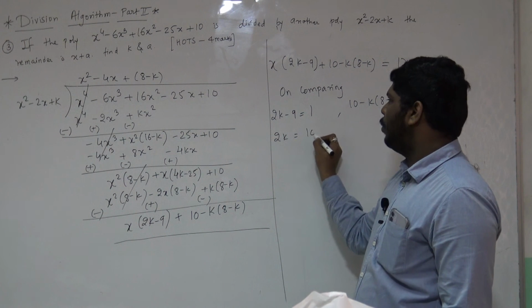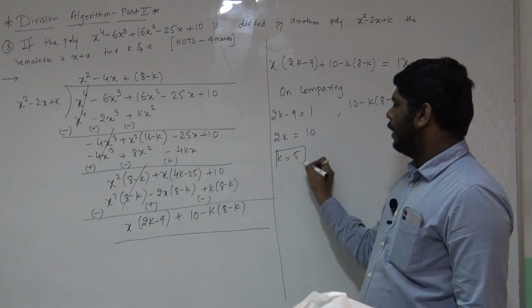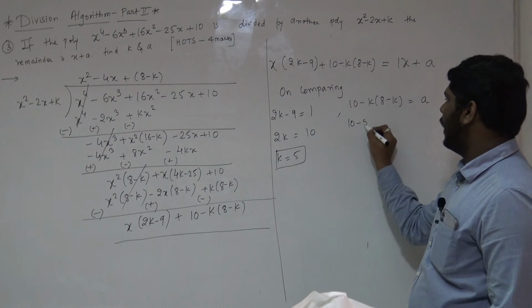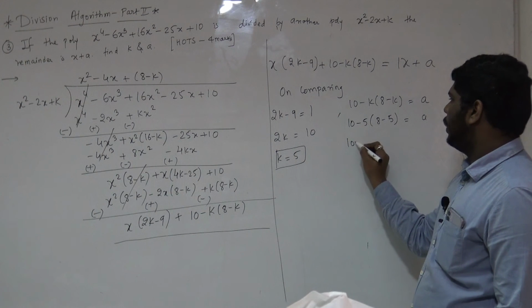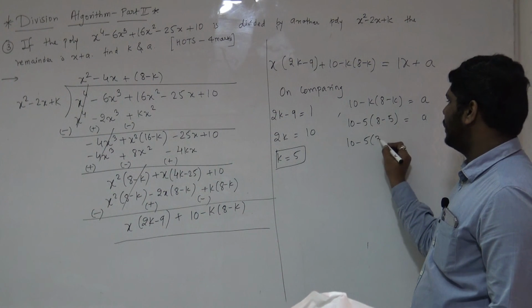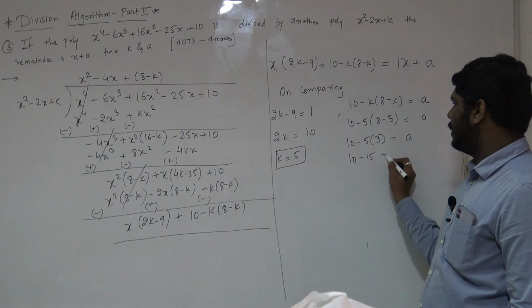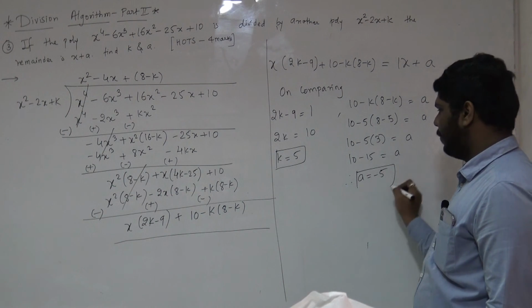So if you solve the first equation, 2k will be equal to 10, right, and the value of k will be equal to 5. Let us substitute that value here. The value of k is 5, so 10 minus 5 times 8 minus 5 is equal to a. So 10 minus 5 times 8 minus 5 is 3, is equal to a. So this will give you 10 minus 15 is equal to a. Therefore the value of a will be minus 5.